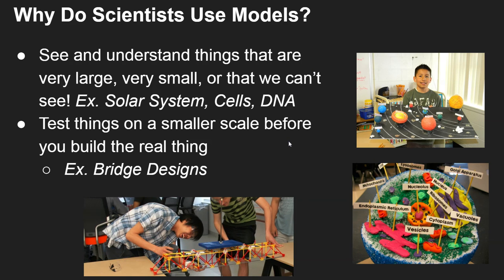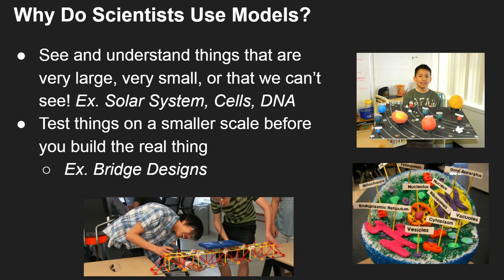Scientists use models to represent things that are too large, too small, or hard to imagine, like a solar system, a cell, or a molecule of DNA. Models help us understand them and how they work. They also sometimes can be used to test things on a smaller scale before you actually build a real big thing, like a model bridge design. Architects and engineers do that a lot, even in physical or computer models.